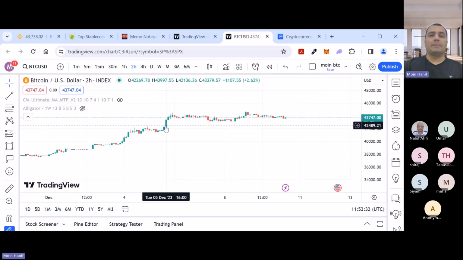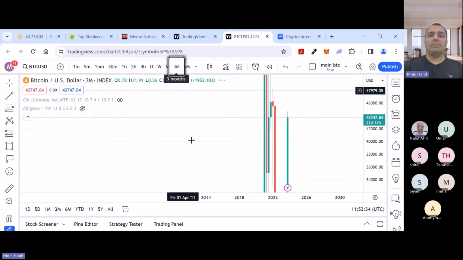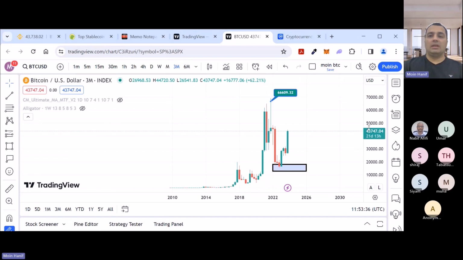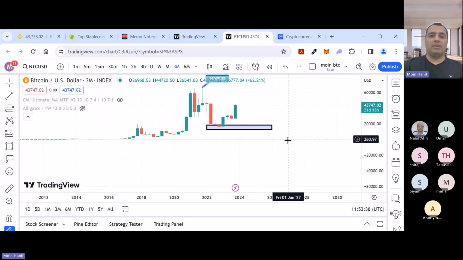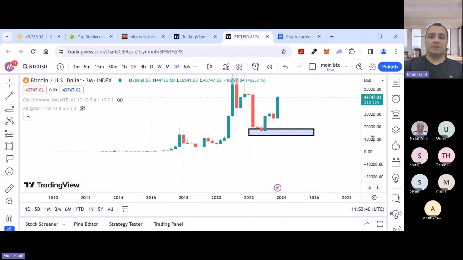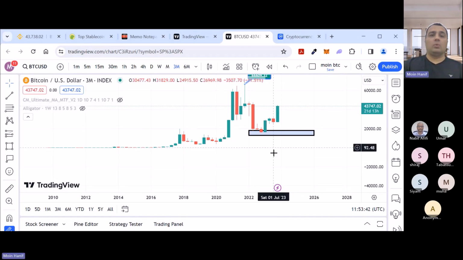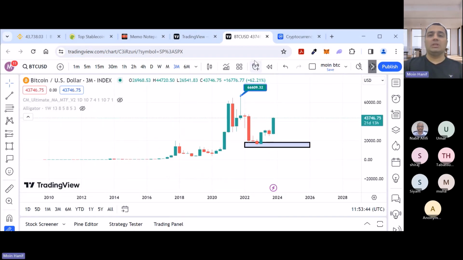2-hour candle. So now let's go to 3-month candles. So here you can see what has happened to Bitcoin every 3 months, right? Okay, now when should you buy? So you can use indicators from here.